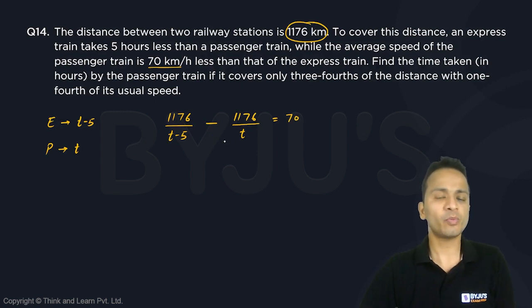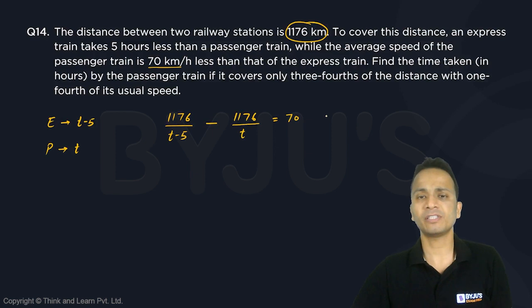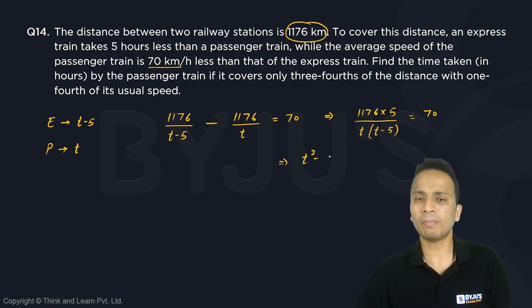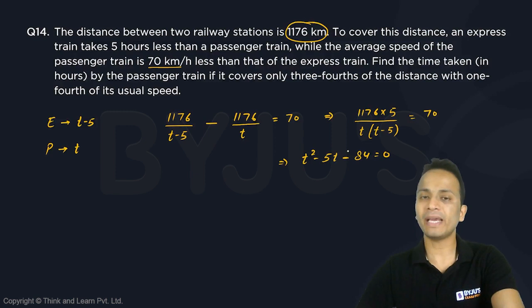Now simplifying this equation, taking LCM first of all on the left hand side, this will give me 1176 multiplied by 5 divided by T into T minus 5 is equal to 70. Now I can cancel 70 from both the sides. So the final equation will become T square minus 5T minus 84 is equal to 0. Now this is a quadratic in T.